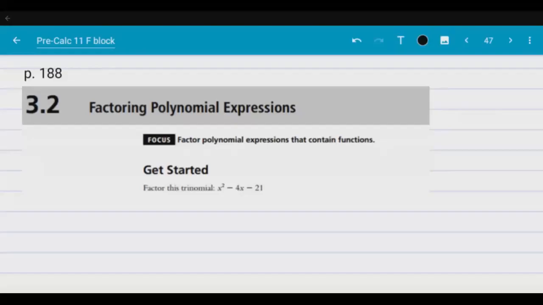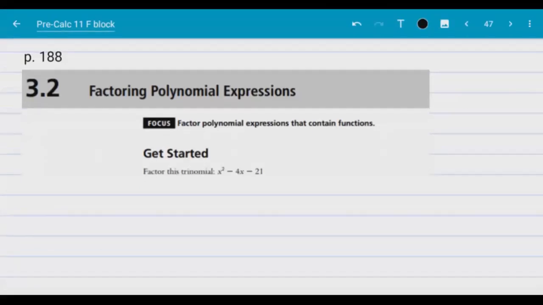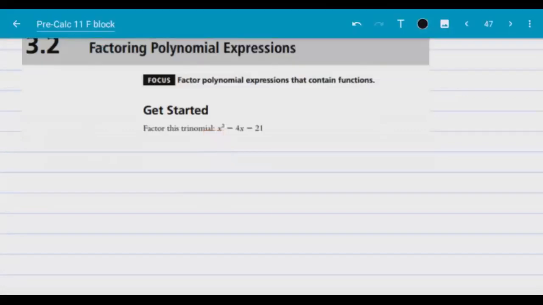Hi everyone. So in this video, I'm going to be doing 3.2, sorry, on page 188. So we are beginning with factoring polynomial expressions, and the get started is given right here. Okay, so there's your question.